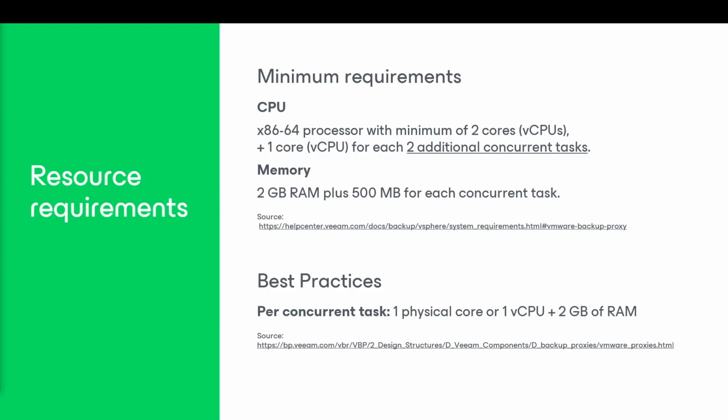What we see in the field, what is the best practice, is to actually calculate the following. Per concurrent task, so per disk being processed, calculate with 1 physical core or 1 vCPU and add 2 gigabytes of RAM. That makes sizing much easier.